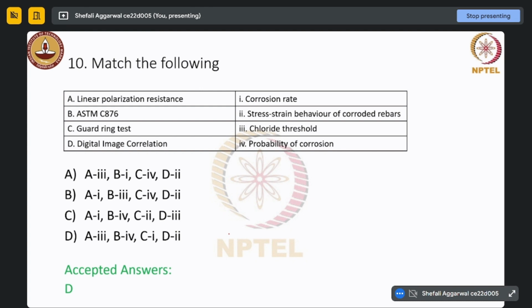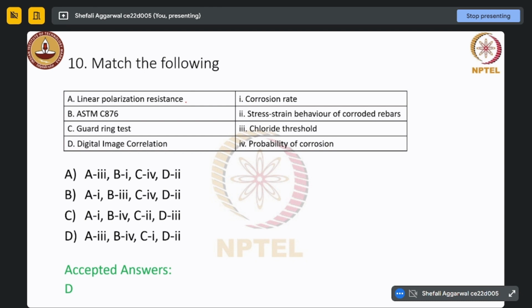Ma'am, in the LPR test also we can find out corrosion rate. That will be an indirect corrosion rate. That won't be a direct corrosion rate. So in corrosion rate, how are we defining corrosion rate? We are telling it is the ICOR value, current rate, right? But in the LPR test, we are calculating the resistance value, RP value. So it won't give us the corrosion rate directly.